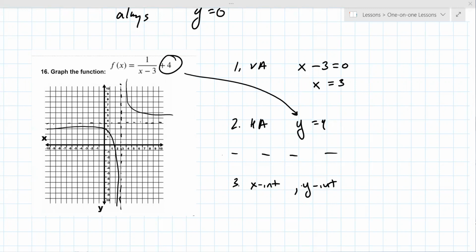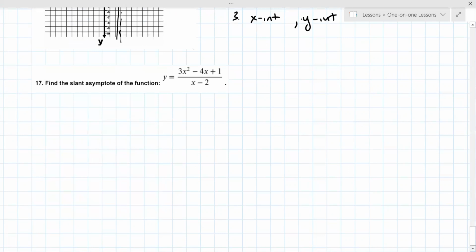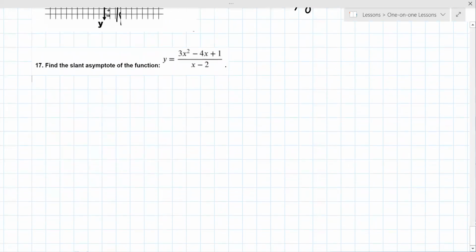Okay, 17 now. The slant asymptote is another way of saying divide the polynomials. So how do you want to divide these? Do you want to use synthetic division, or do you want us to use long division? I want to try synthetic division.